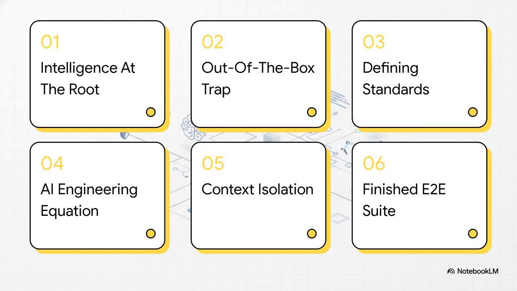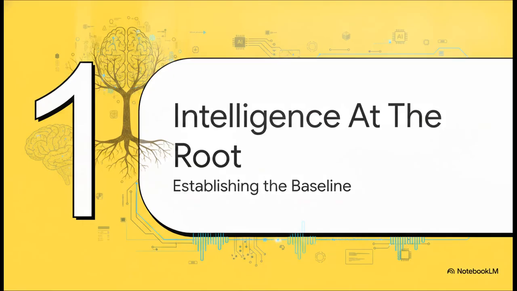So here's our game plan. We'll start with intelligence at the root, look at the out-of-the-box trap, define standards with skills, break down the AI engineering equation, explore context isolation via subagents, and finally look at a finished E2E suite. Starting us off, intelligence at the root, where we establish the baseline.